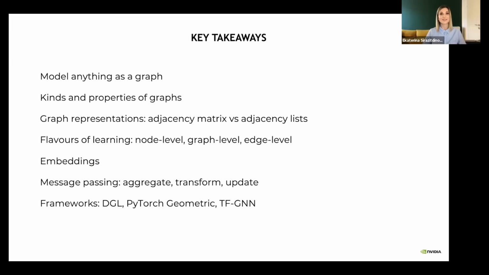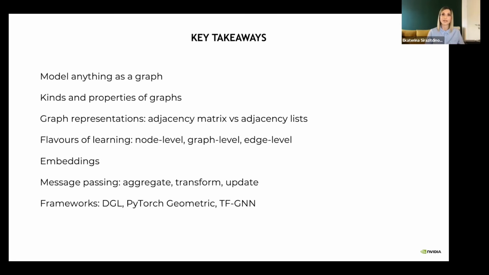With that, let me summarize my lecture. Here today, we've learned that you can actually model everything as a graph, and that there are different kinds and properties of graphs. We also learned that there are different graph representations, such as adjacency matrix or adjacency lists. And we've also learned that adjacency matrices are not permutation invariant. And if we have a really big and sparse data structure, then it's definitely preferred to use adjacency lists.